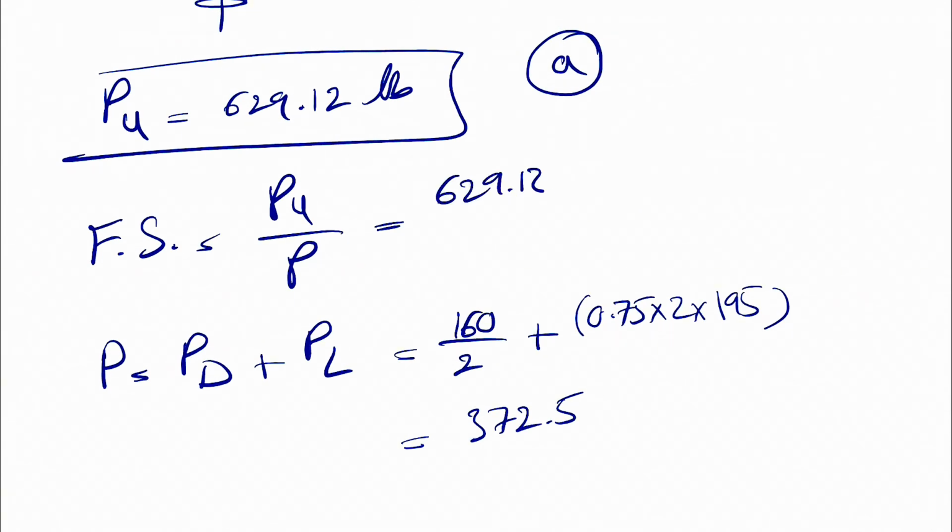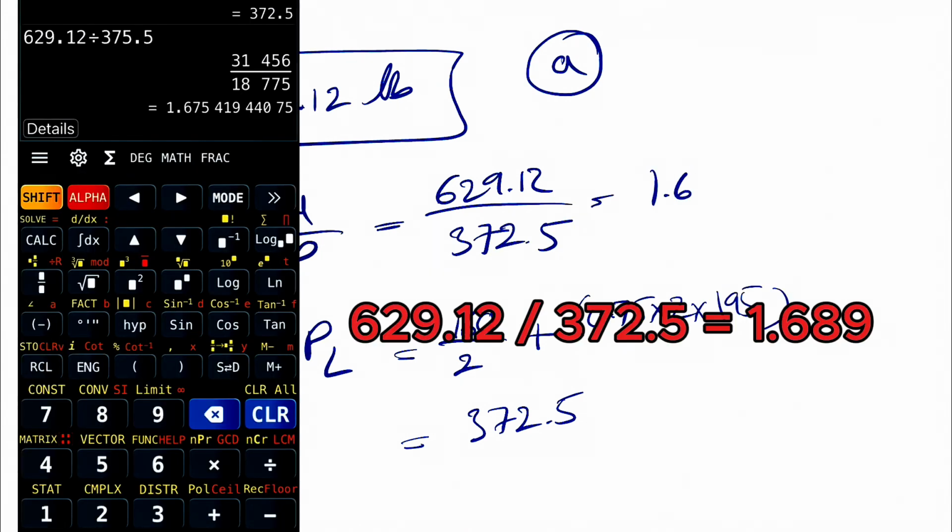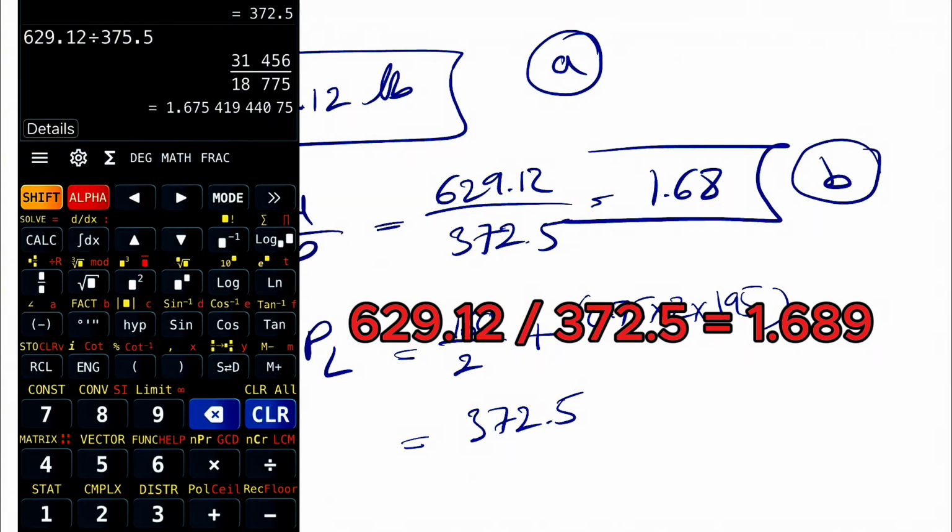We should be able to find our factor of safety now. We have 629.12 over 372.5. Let's see what we get. This is going to give us 1.68 as the factor of safety for the B part of the question.